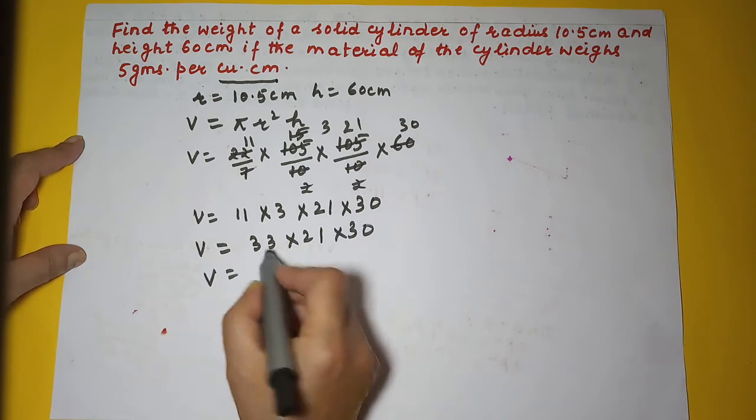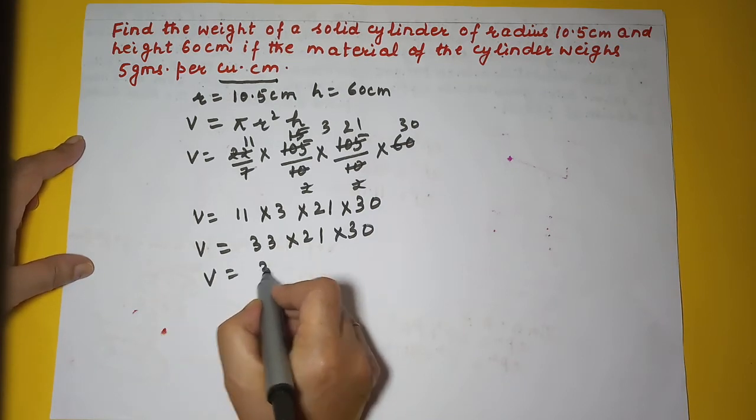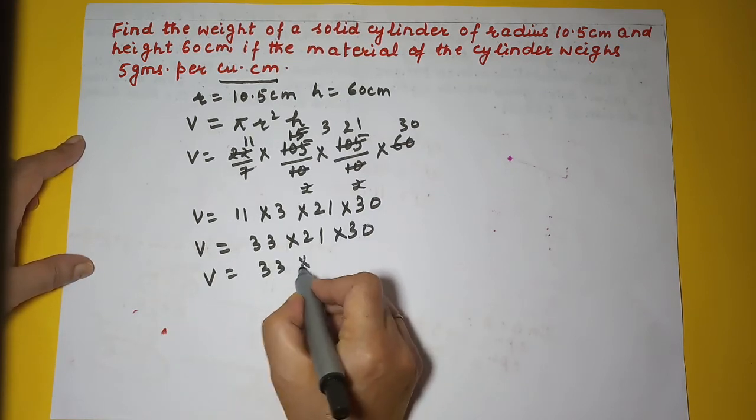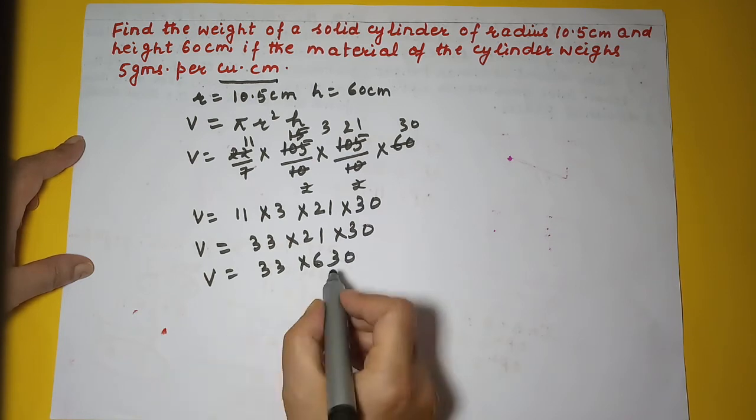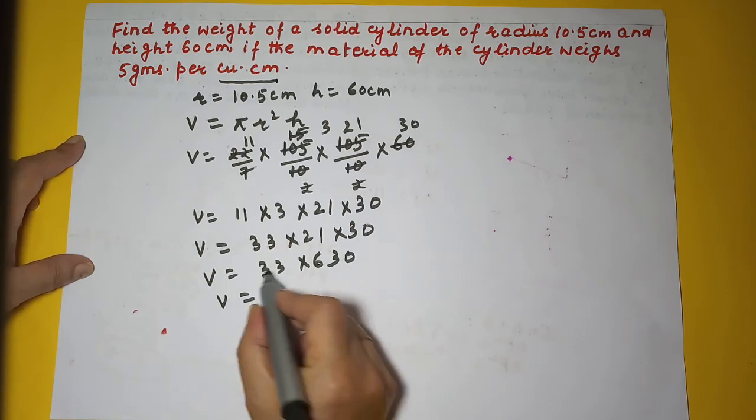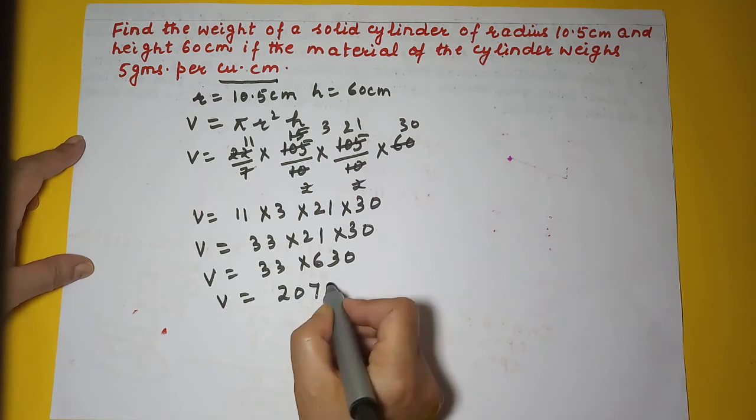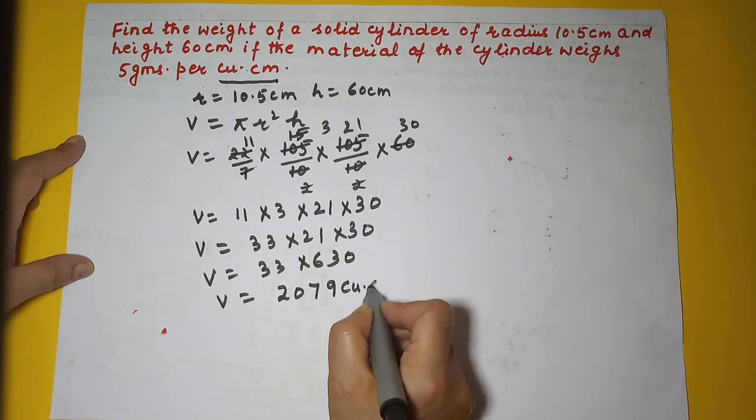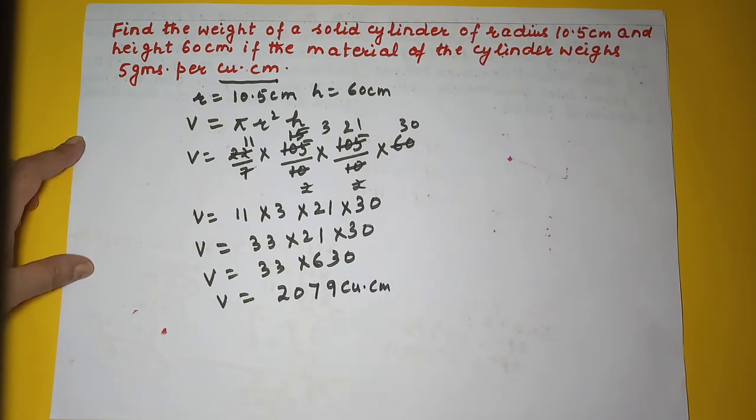So V is equal to 33. 3 ones are 3, 3 twos are 6, 630. So finally my volume is 2079 cubic centimeters. Now I have to find the total weight.